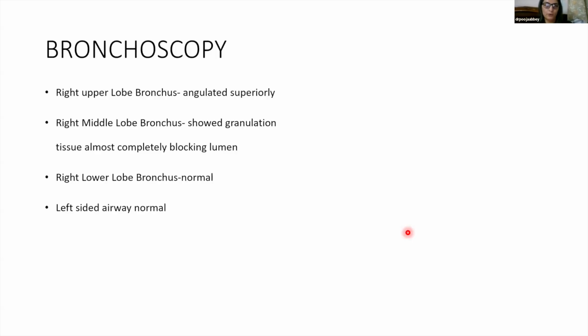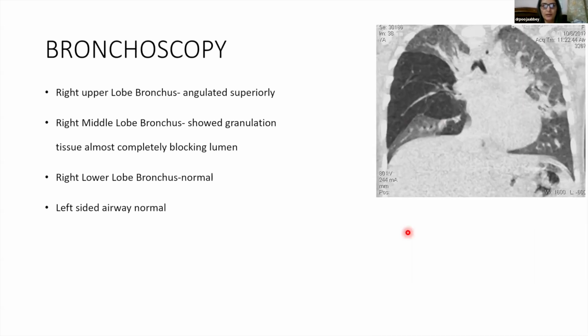So we are still not sure what we were dealing with at this particular point. But working diagnosis was, yeah, probably some sort of congenital lobar hyperinflation, maybe some sort of superadded infection. We were not sure. So they went ahead, they did a bronchoscopy. What did the bronchoscopy show? The right upper lobe bronchus was seen to be angulated superiorly. So this is what we see here as well. That's the right upper lobe bronchus angulated superiorly.